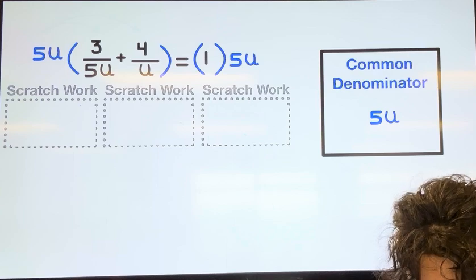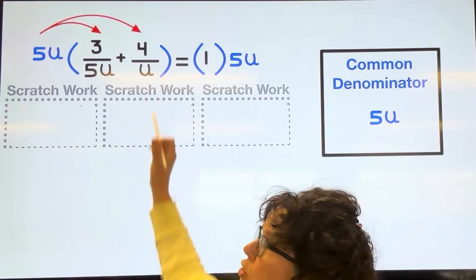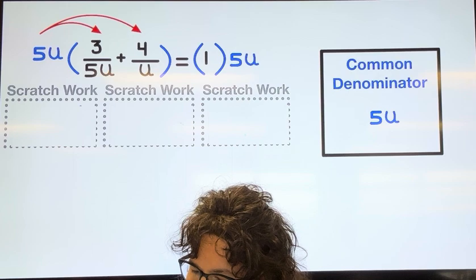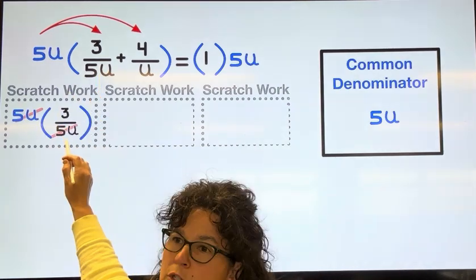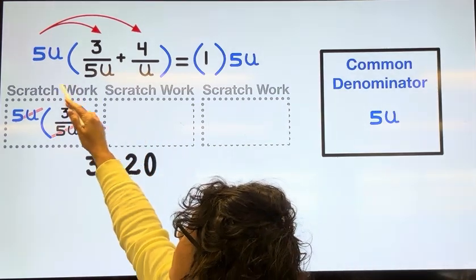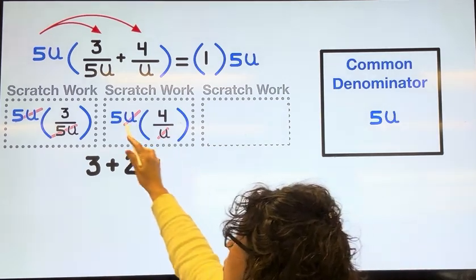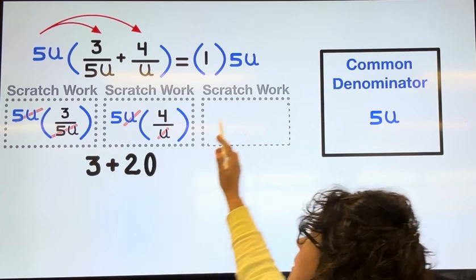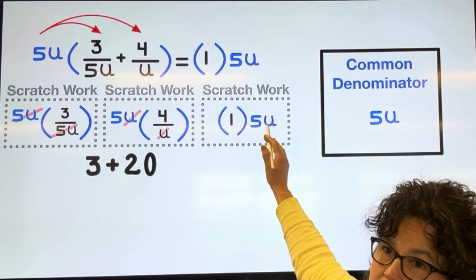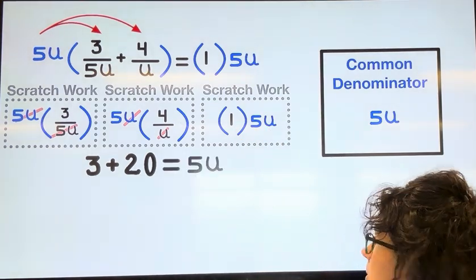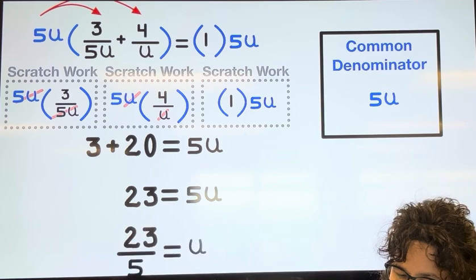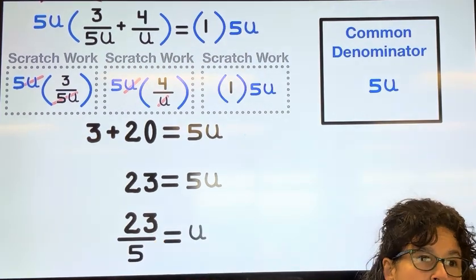And when I multiply both sides by 5u, on the left side, I need to distribute that. Most of you can go ahead and distribute without the scratch work, but just in case, putting the 5u times the first fraction, those 5u's cancel and I'm left with 3. And when I have 5u times the second fraction, the u's cancel and 5 times 4 is 20. Bring down the equal sign. And then 1 multiplied by 5u, 1 times 5 times u is 5u. All right, 3 and 20 make 23. Divide both sides by 5, and I end up with 23 over 5.